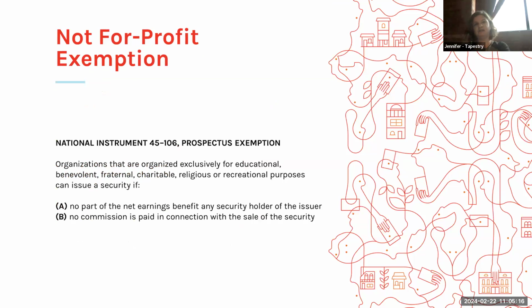How organizations can do this. There's a not-for-profit exemption that allows organizations to raise funds without having to go through the rigor that a for-profit organization, fund, etc. would have to, and they don't have to create an intensive prospectus. As long as, of course, as a not-for-profit, we know that no part of the net earnings can benefit any of the members, supporters or board members of the organization, but also the security holders. And in addition, commission can't be paid in connection with the sale of the security.